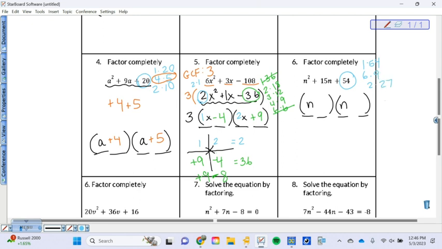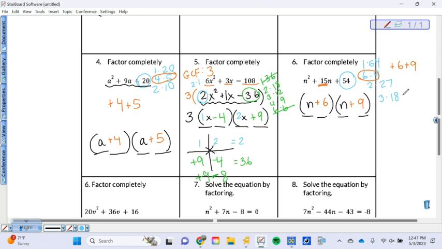2 and 27, you're right. But what number am I trying to get to? 15, right? 6 and 9 get me to 15, don't they? Positive 6, positive 9, right? So I'm going to just add 6, add 9. I think there was also, what is it? 3 times 18? 18, right? 3 times 18.